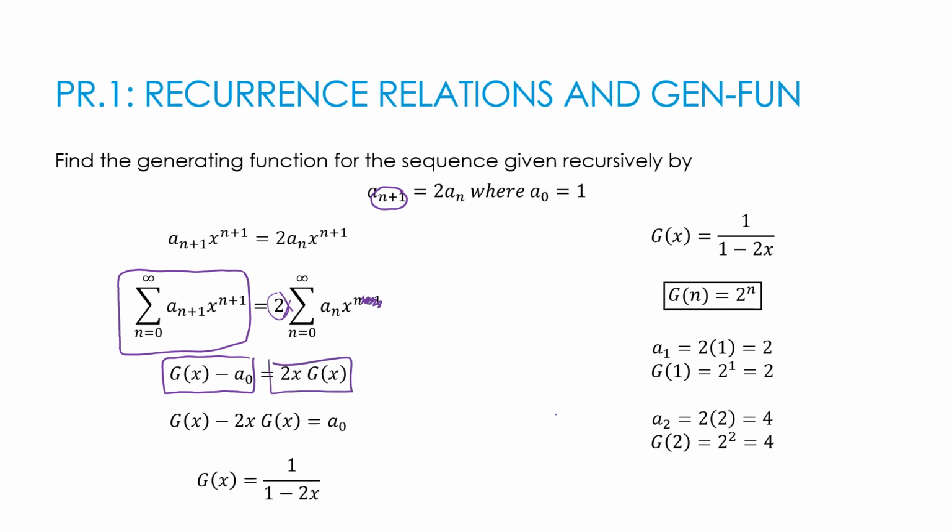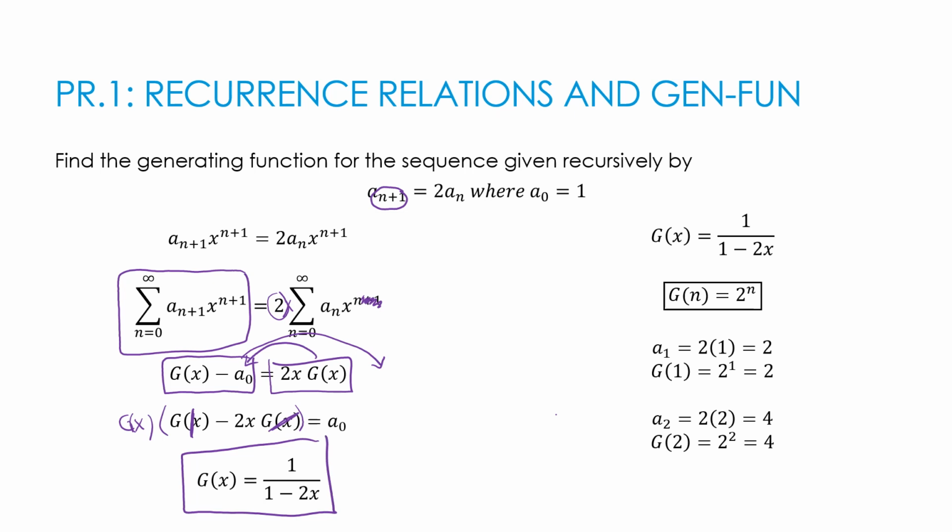So it's 2x g of x. As before, I want to get all of my g of x terms to one side, so I added a 0 to each side. I subtracted 2x g of x from each side. Then I factored out that g of x to get 1 minus 2x, and then I divided each side by that, so here's g of x.